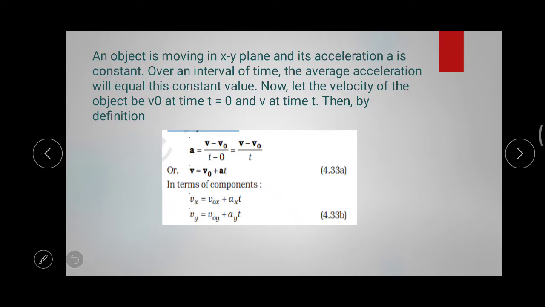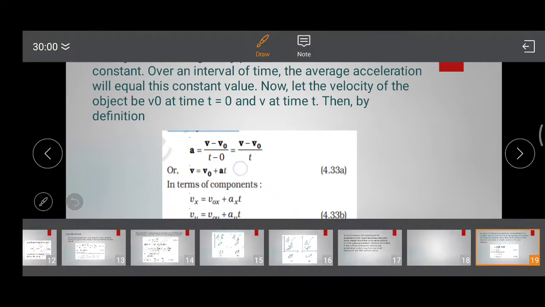Over an interval of time, the average acceleration will be equal to a constant value. The velocity is v0 at time t0, and v at time t. The velocity value is v0 for t equal to 0, the initial time, and v is the final velocity at time t. So the acceleration will be equal to v minus v0 divided by t minus 0. Already we have done this in the straight line motion, the derivation of the first kinematic equation. So we obtain the first one as v is equal to v0 plus at.